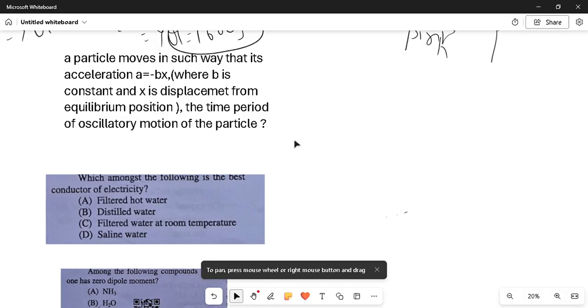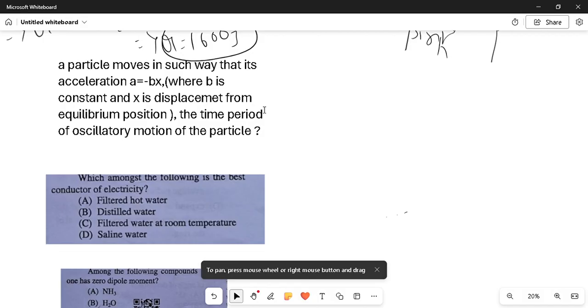Good. Next question. A particle moves in such a way that the acceleration a is equal to minus bx, where b is a constant and x is the displacement from the equilibrium position. Find the time period of the oscillatory motion of the particle. So this is like simple harmonic motion.